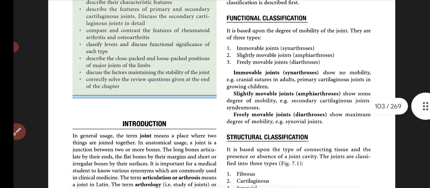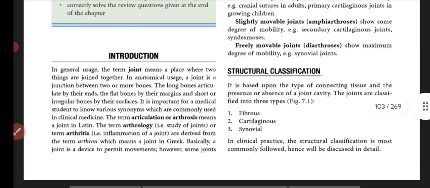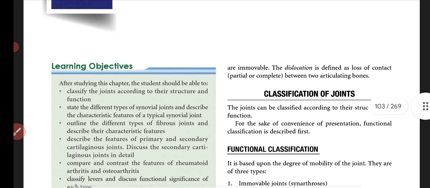Okay. Now comes the definition. In general use, we use the term joint as a place where two things are joined together. In anatomical use, the joint is a junction between two or more bones. The long bones articulate by their ends, the flat bones by their margins, the short or irregular bones by their surfaces.